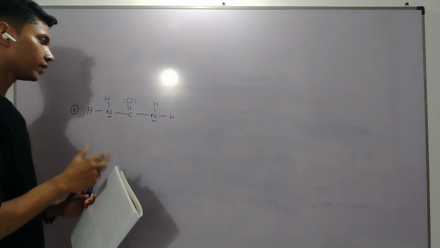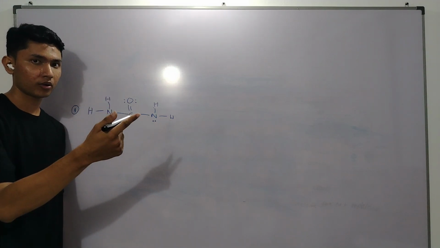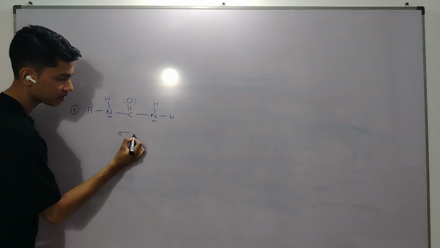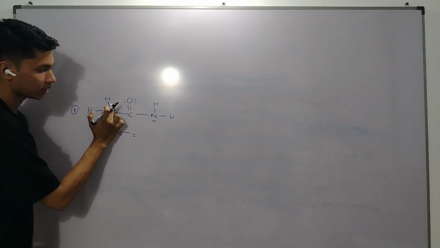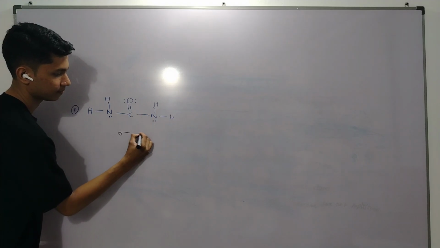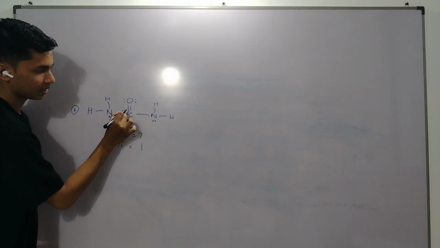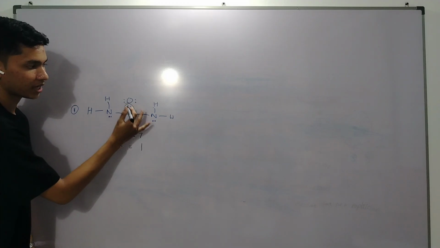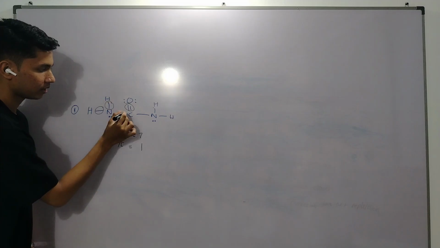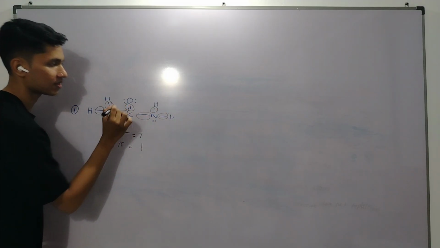So how to determine that? Number of sigma bonds: if there is one bond between two atoms, it is a sigma bond. How many sigma bonds are here? 1, 2, 3, 4, 5, 6, 7. How many pi bonds are here? 1. Here there will be one sigma bond and one pi bond. If there is a single bond, then it is sigma. Sigma, sigma, sigma, sigma, sigma. Here there is a sigma bond and a pi bond.